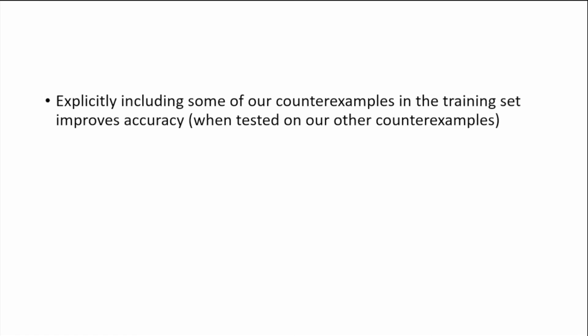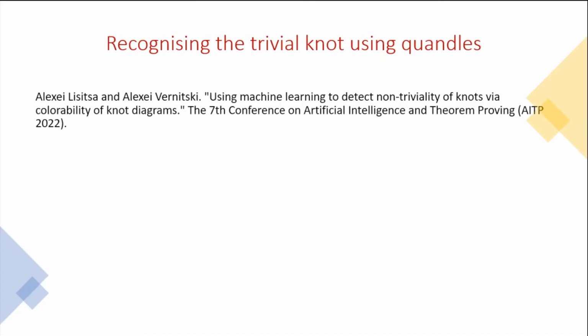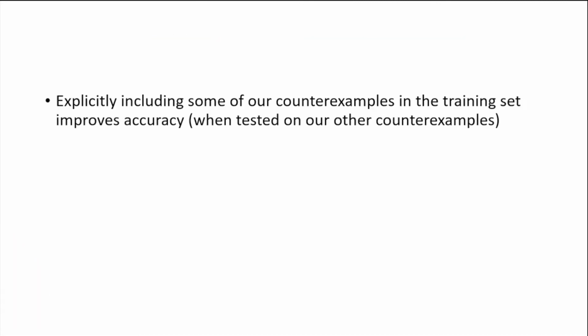If we actually feed more of our own counterexamples, so if we just disproportionately fill up the training set with our counterexamples, then accuracy is improved. At least it becomes greater than 50%. Right. So this is our second study. Have you got any questions about that?